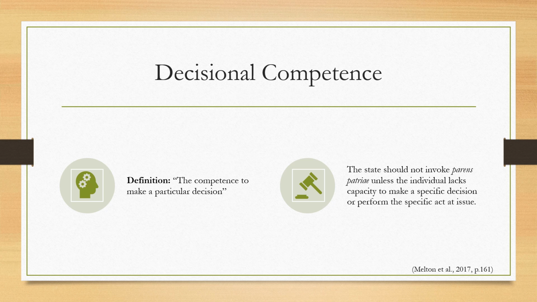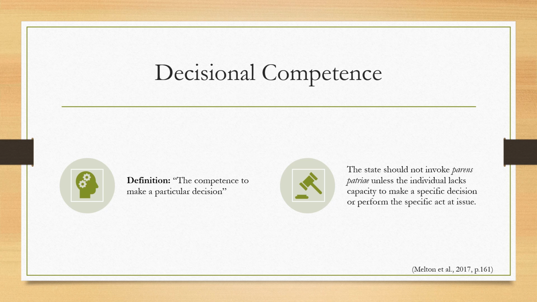The definition of decisional competence is the competence to make a particular decision, as well as the state should not invoke parens patriae, which means that the state would not care for the individual unless the individual lacks capacity to make a specific decision or perform the specific act at issue.